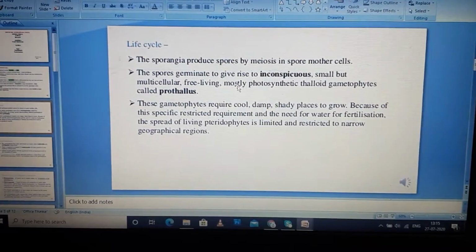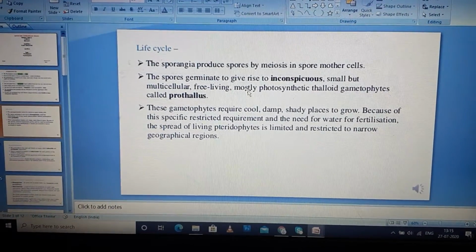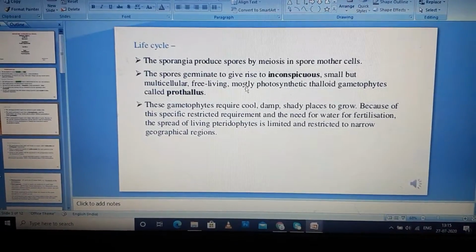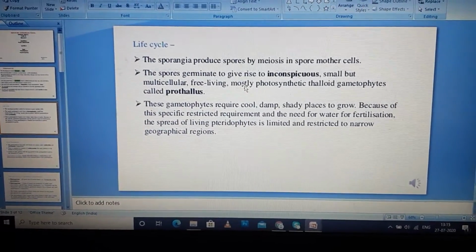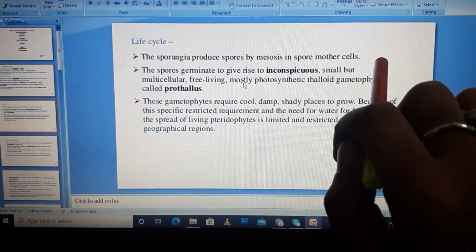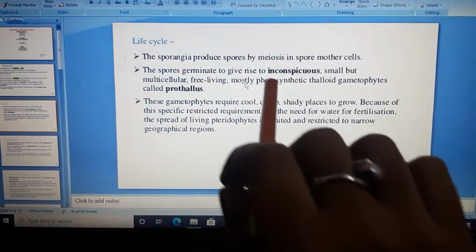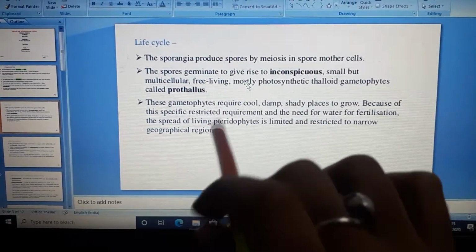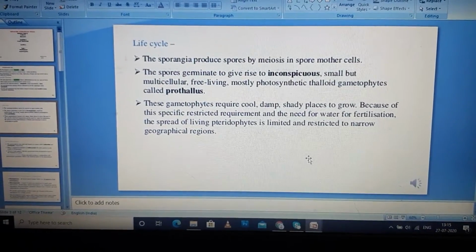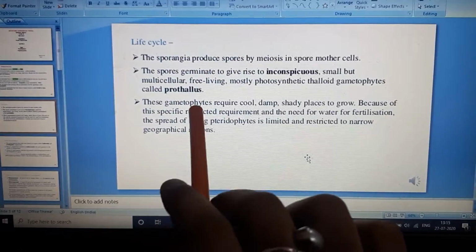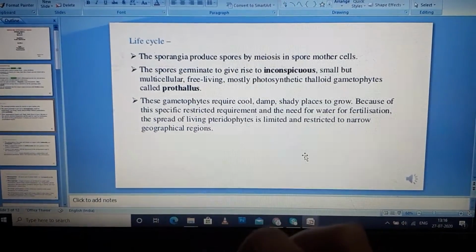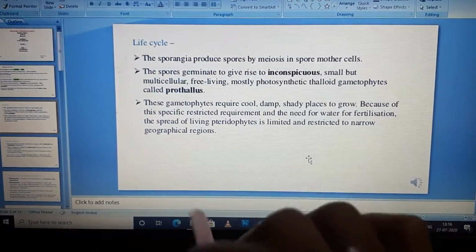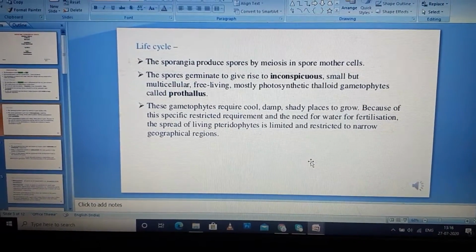Life cycle of pteridophytes. The sporangia, which are present in the sporophyte, produce spores by meiosis in the spore mother cells. Spores germinate to give an inconspicuous, small, multicellular, free-living, photosynthetic, thalloid gametophyte structure known as prothallus. These gametophytes require a cool, damp, shady place to grow.